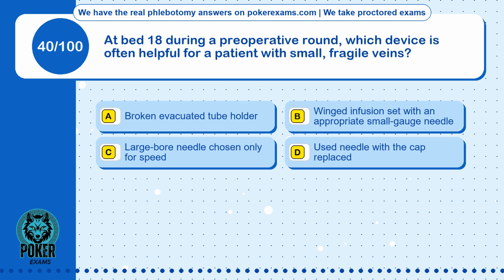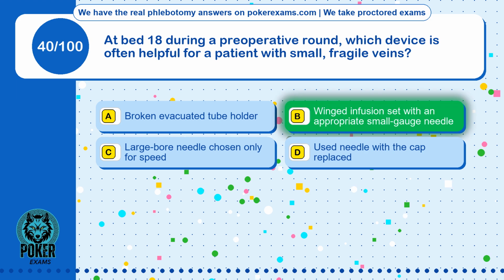Question 40. At bed 18 during a preoperative round, which device is often helpful for a patient with small, fragile veins? Option A. Broken evacuated tube holder. Option B. Winged infusion set with an appropriate small gauge needle. Option C. Large bore needle chosen only for speed. Option D. Used needle with the cap replaced.